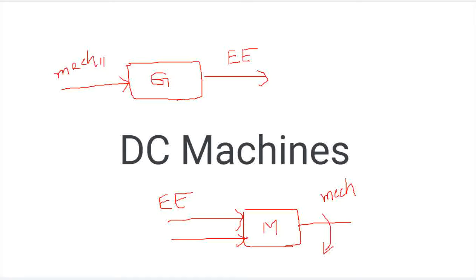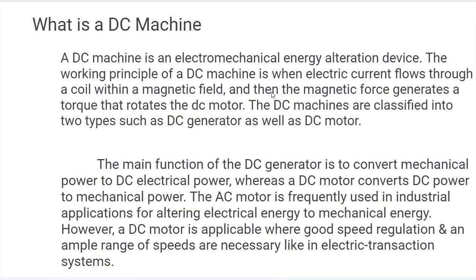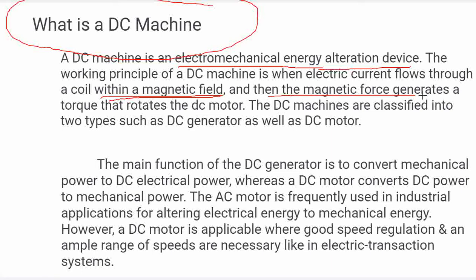So what is meant by a DC machine? Okay. So a DC machine is an electromechanical energy conversion device. So the working principle of a DC machine is, when current flows through a coil within a magnetic field, the magnetic force generates a torque that rotates the DC motor.